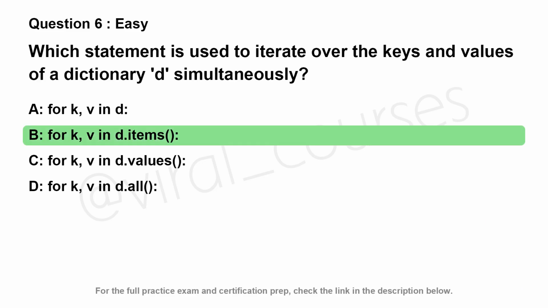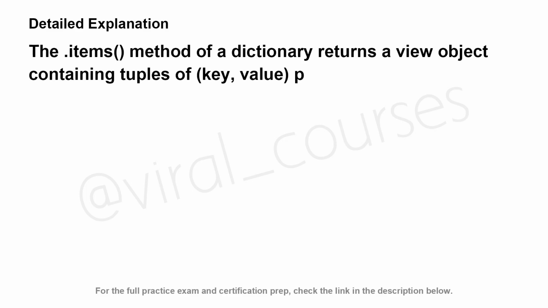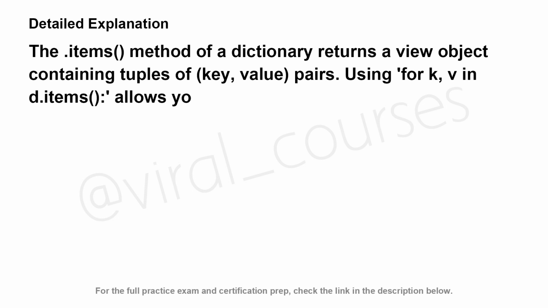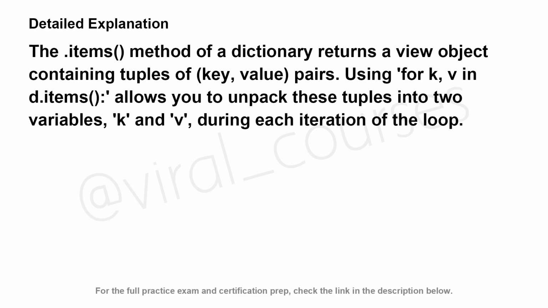The correct answer is B. The items method of a dictionary returns a view object containing tuples of key, value pairs. Using for k, v in d.items() allows you to unpack these tuples into two variables, k and v, during each iteration of the loop.